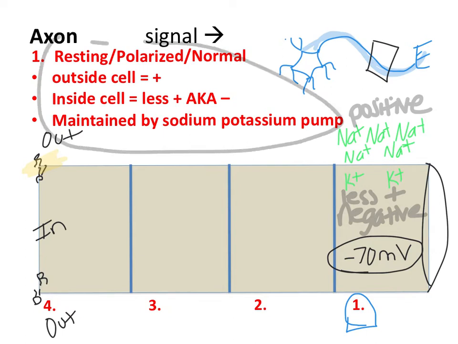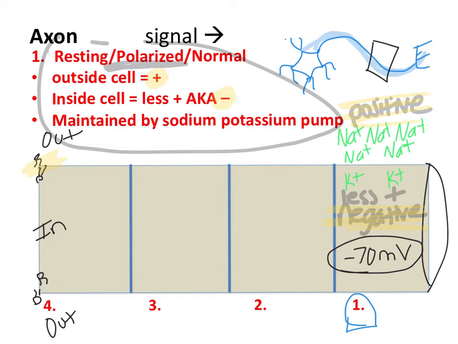It says that when the cell is at rest, we also call it polarized. Polarized means opposite, like the North Pole and the South Pole are on opposite sides. So we call it opposite because one is positive and one is negative. And that is when the neuron is not firing. During that time, the outside of the cell is positive and the inside we call negative.